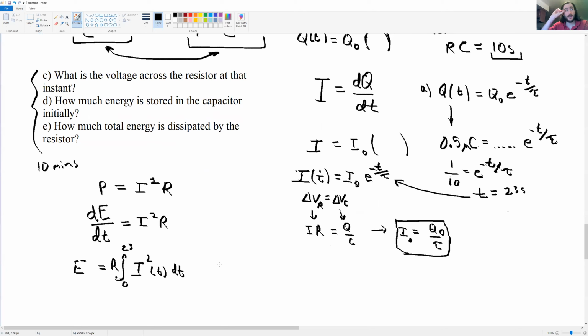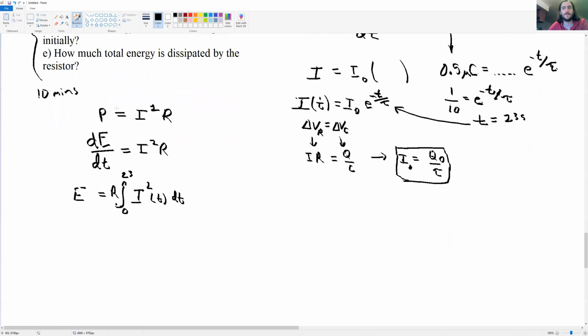There is an easier way to do this question, though. There is an easier way to do part E. We do not have to do part E with an integral expression. Although we can do this integral, it is not a difficult integral to do. It's the integral of an exponential, right? That's pretty straightforward.